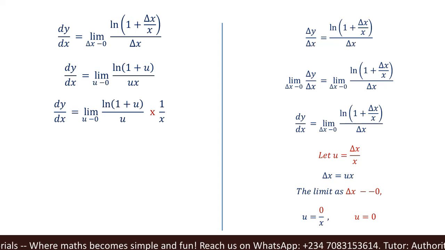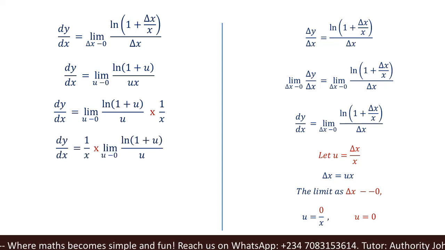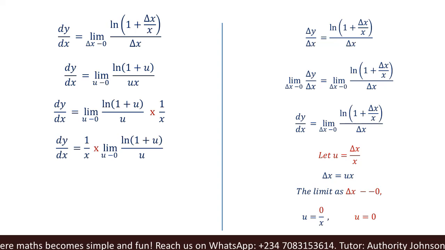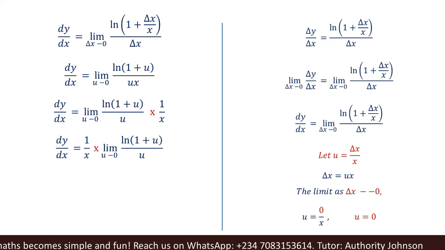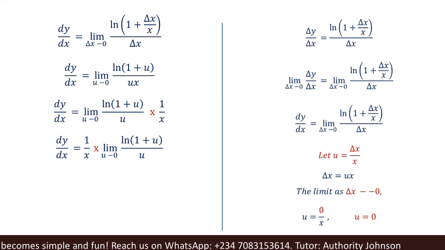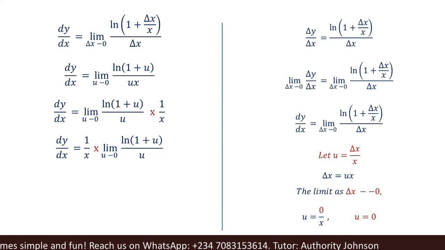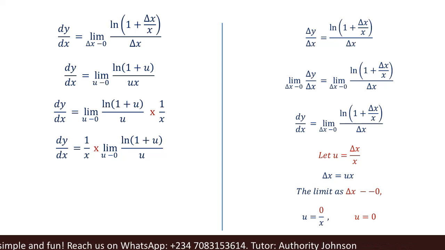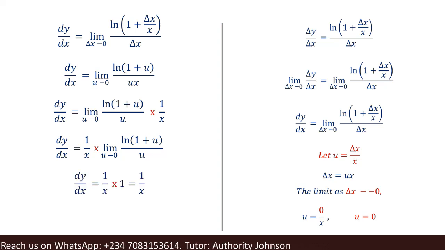Now, when we take it behind the limit, we have limit as u approaches 0. U is now the main variable. Ln of 1 plus u all over u. This is what we have, right? Good. So when we evaluate this limit as u approaches 0, ln of 1 plus u all over u, the answer is 1. That means we have dy all over dx is equal to 1 all over x times 1, which is 1 all over x. So this is what we are asked to prove.